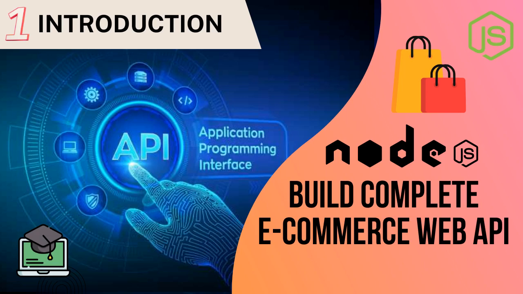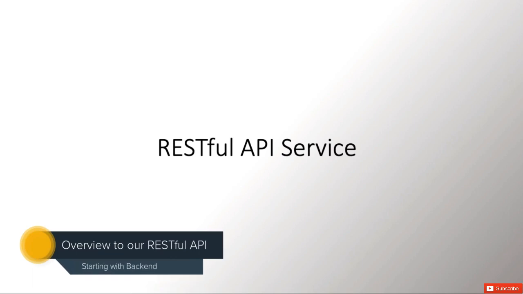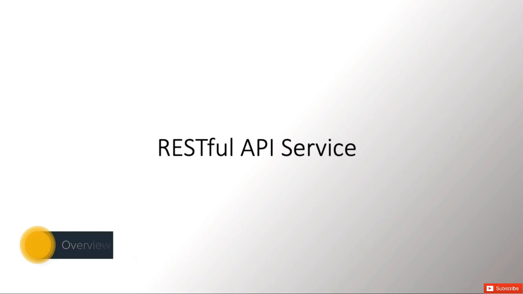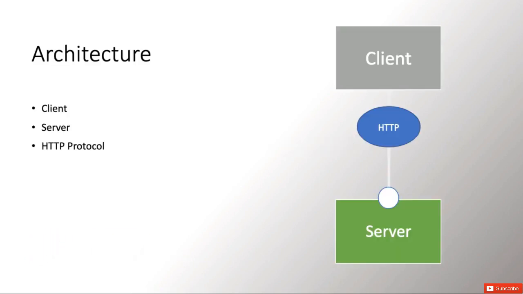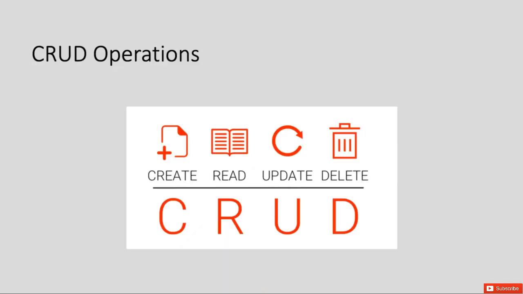Let's take a look to our RESTful API to see how to exchange data between the client and the server. What is the architecture of RESTful API? We have a client and we have a server and they are exchanging data through HTTP protocol. This is the basic concept of RESTful API.